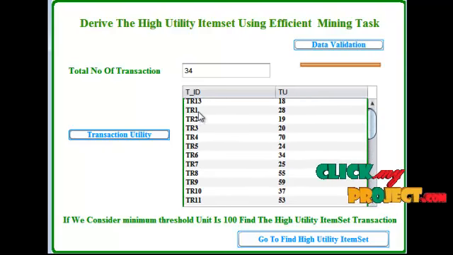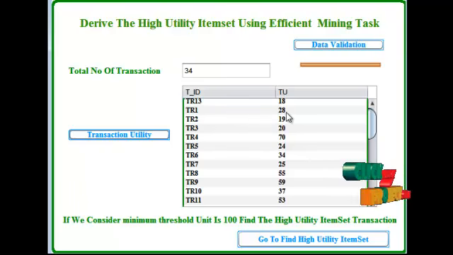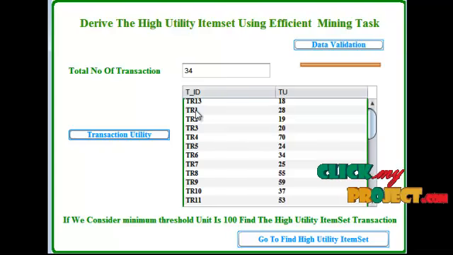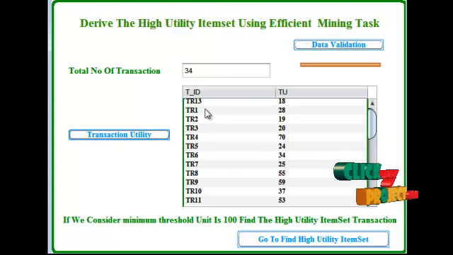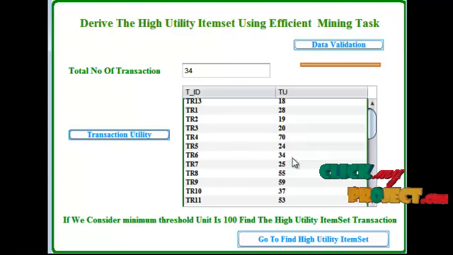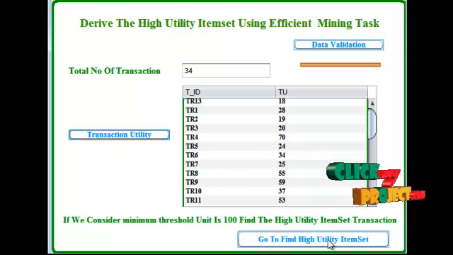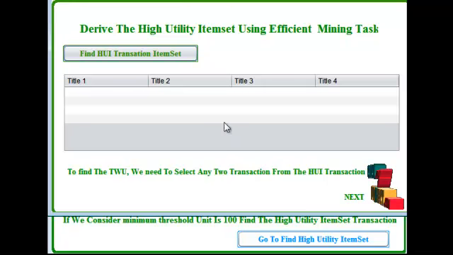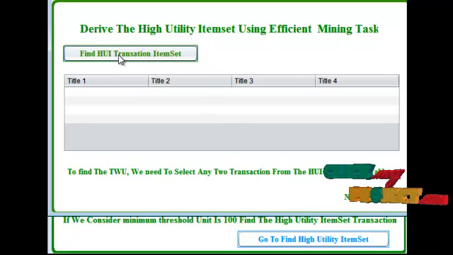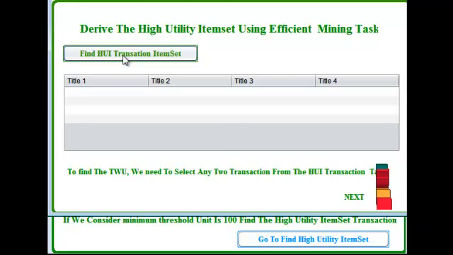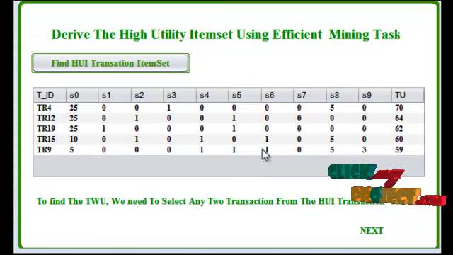So here TR1 is the transaction ID and 28 is the profit unit of the first transaction. So TR1's transaction utility is 28. Next we have to find the high utility item set. Finding high utility items classifies the transactions by transaction utility.